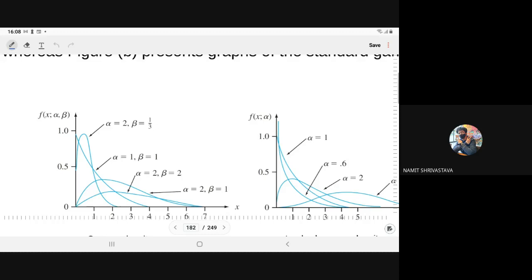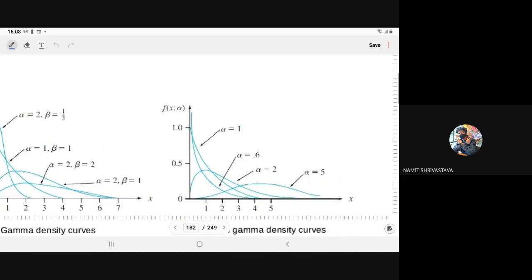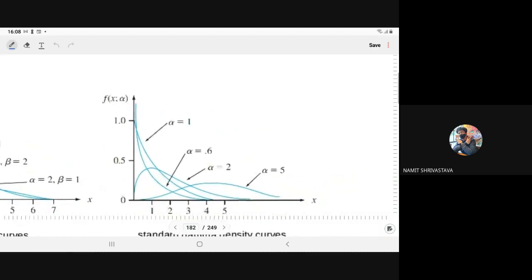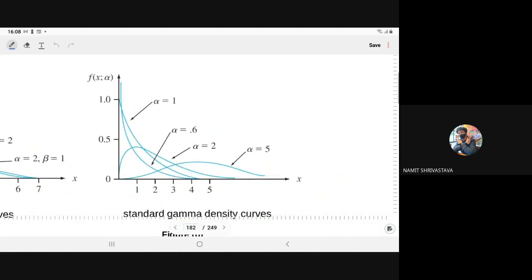Some are continuously decreasing, some are increasing for some time and then decreasing, and you can observe that the graph is not symmetric about any particular line. And on this side we have the graph of the standard gamma distribution. Standard gamma distribution means we are assuming that beta is equal to 1. So for different values of alpha we have the following graphs.